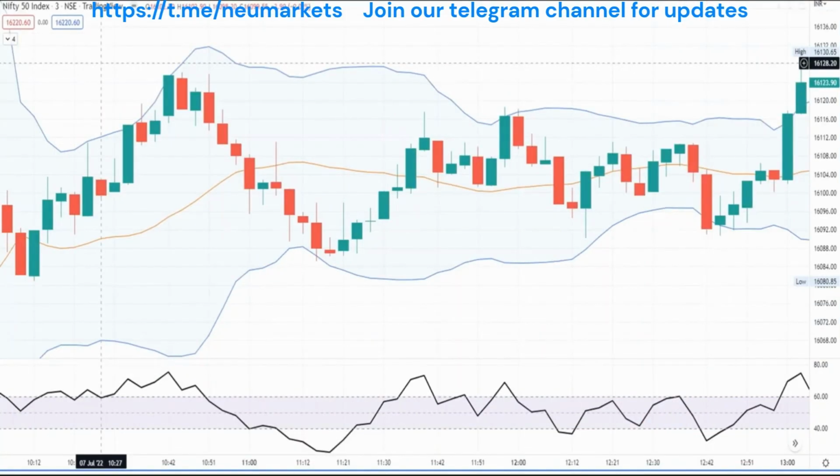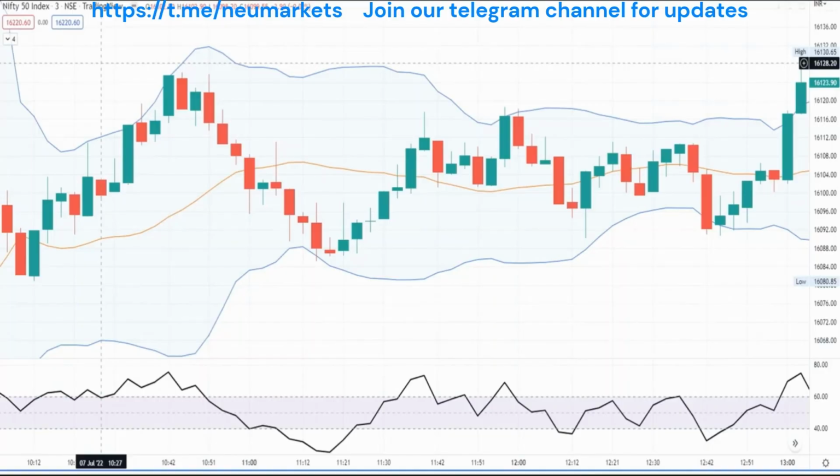Now let's look at the strategy. For buying, we will get ready when price goes below lower Bollinger Band and RSI goes below 40. We will buy when RSI rises above 40 and a bullish candle is formed. Stop loss will be below entry candle or swing low in case entry candle is very small. We will keep a target of 1:1.5 risk reward.